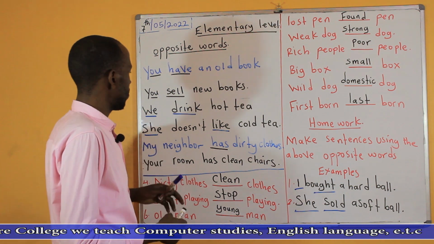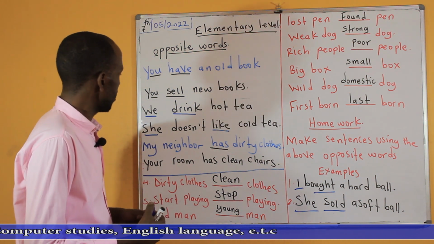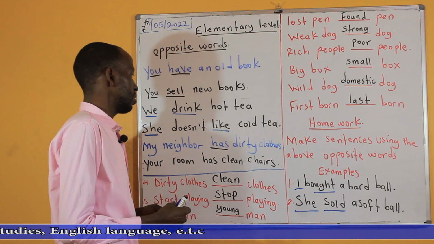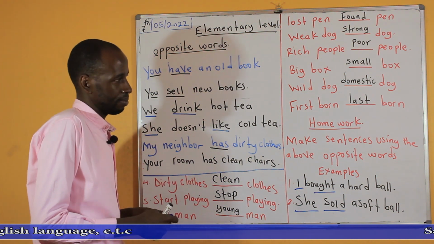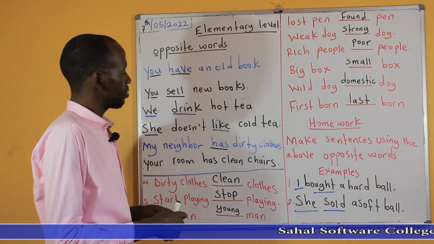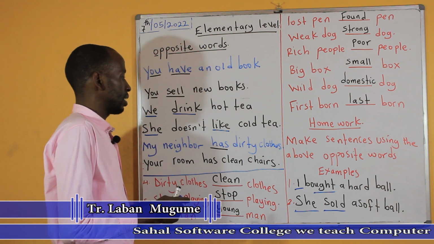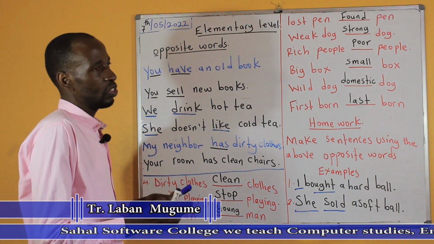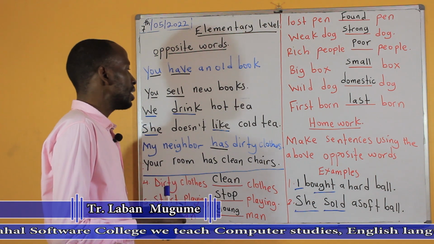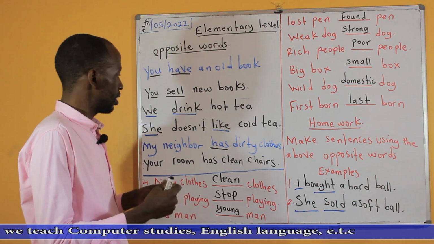Then this one, my neighbor has dirty clothes. Does my neighbor has dirty clothes? No, does my neighbor have? Not has. Does my neighbor have dirty clothes? Then this one, your room has clean chairs. Does your room have clean chairs?